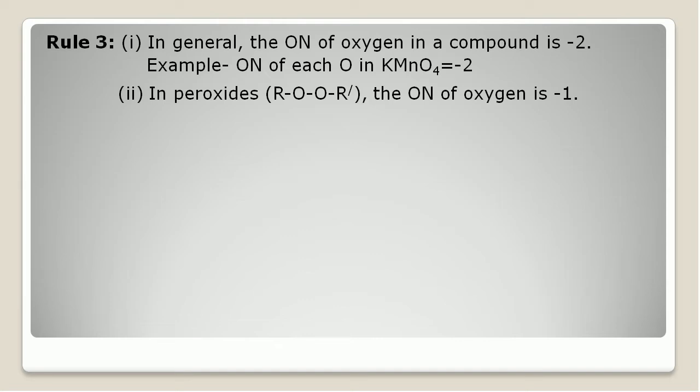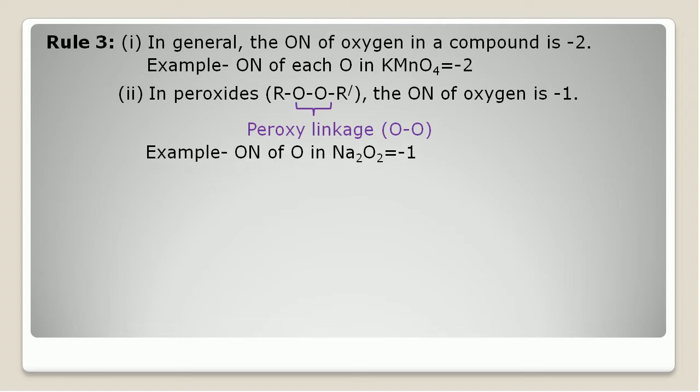Now, what are peroxides? These are a group of compounds with a peroxy linkage, that is an oxygen-oxygen bond with 2 substituent groups, which can be any alkyl, aryl or hydrogen. For example, in sodium peroxide, the oxidation number of each of the 2 oxygen atoms is -1.